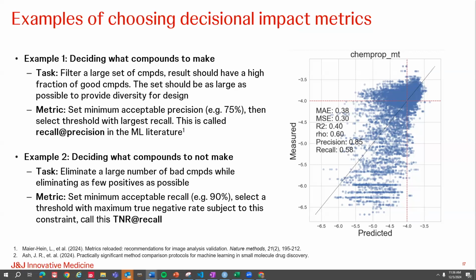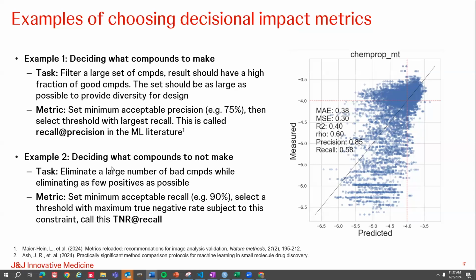So for solubility, this would be requiring predicted solubility greater than some threshold, so the right-hand side of this plot. And a decisional metric in this case could be to decide on a minimum acceptable precision, so 75%, for example, then select a threshold with the largest recall that meets this criteria. So that's called recall at precision in the ML literature. In the example on the right, we just used a 100 micromolar threshold to keep things simple, but this metric is how you would tune that threshold.